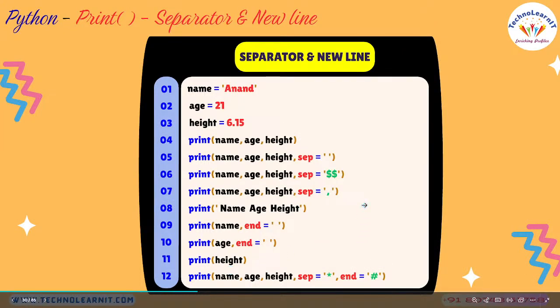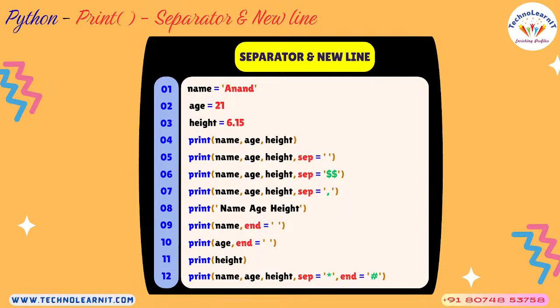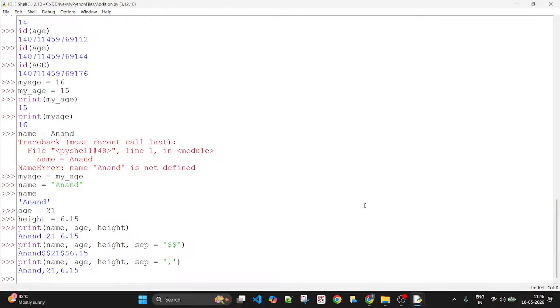Okay. And can you guess the output of line number 8? Statement 8. Observe the single quotes within name, age, height. Print name, age, height, sorry. What would be the output of this?